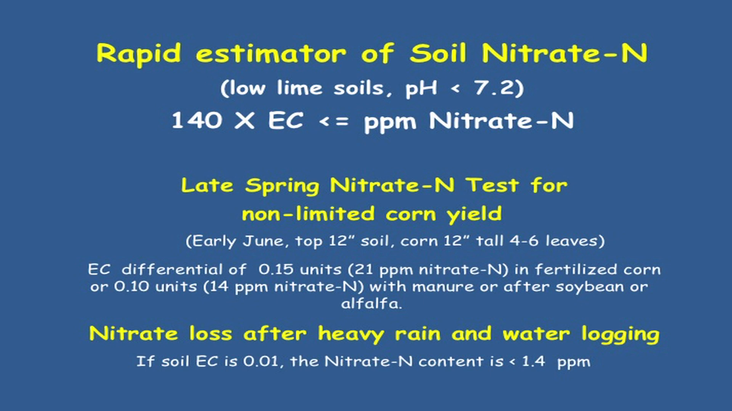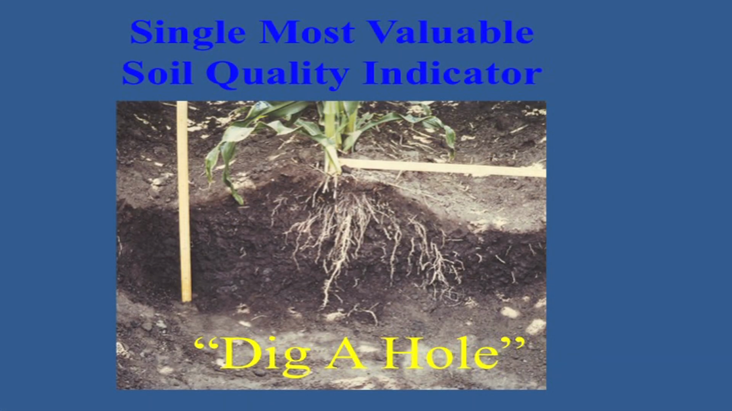I will say this, even though I get a conductivity measurement, I don't know how much is nitrogen, how much is nitrate, and how much is other salts, such as sulfate and whatnot. But if my EC is 0.01, I know I have less than 1.4 part per million nitrogen. There's nothing there. So you can use it as a test if you've lost all your nitrogen due to leaching or whatnot. Single most valuable indicator of soil quality is to simply dig a hole and see what's there.